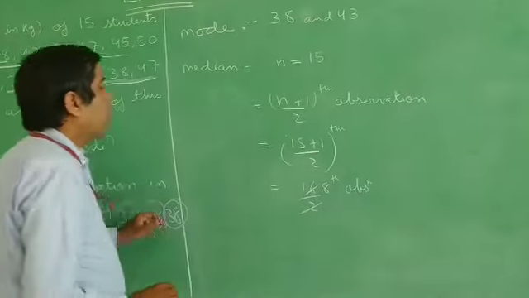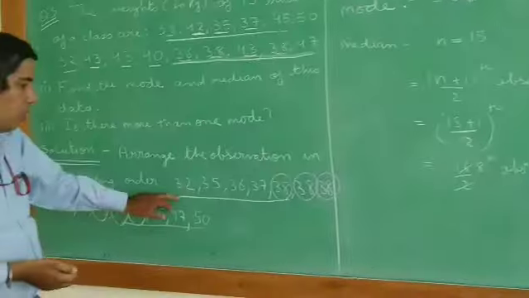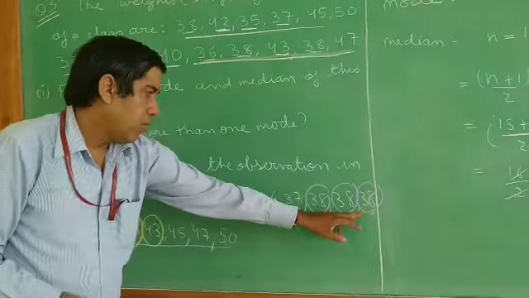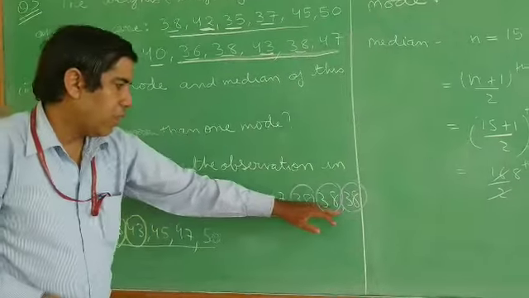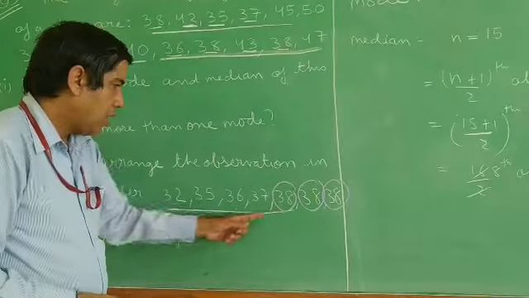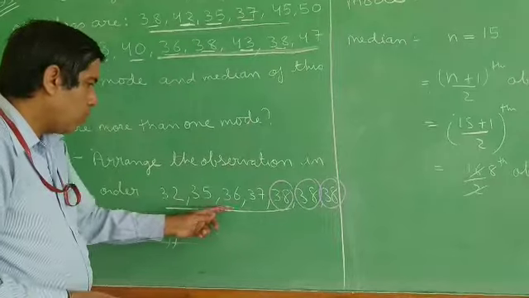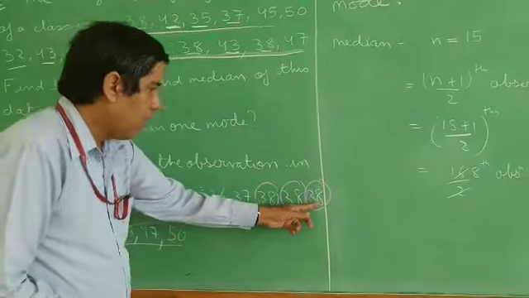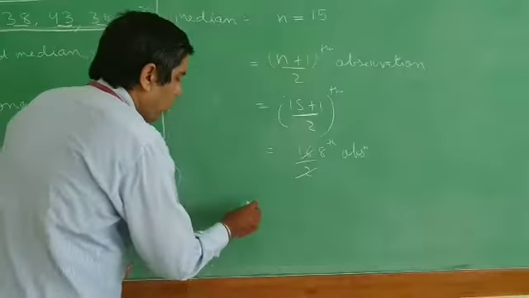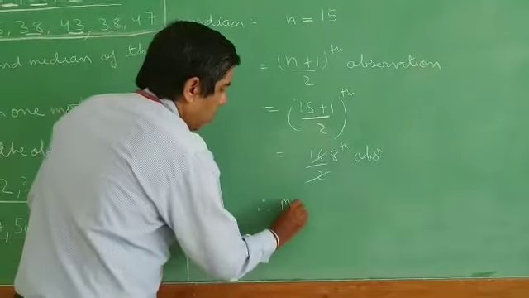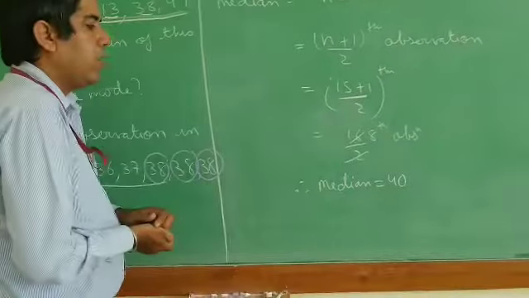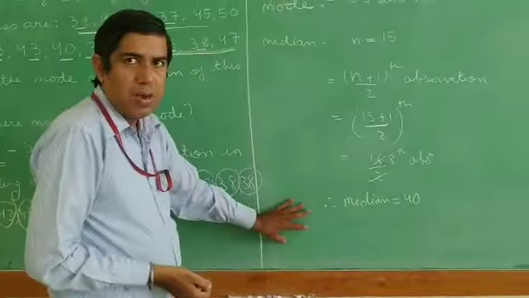So what is the 8th observation? Let us see now here. 1, 2, 3, 4, 5, 6, 7. It is not 7 actually, it is 5 plus 3. So it is 8. Because this is the 5, till this is 5 here. So you can see 1, 2, 3, 4, 5, 6, 7, then 8. So 40 is the answer. So what is the median? Therefore, median is equal to 40. Our answer came here. Median is 40.